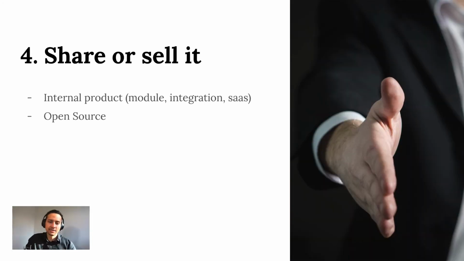As I said before, you have the option to share or sell it as an open source or enterprise product. So we have internal product as module, integrations, SaaS, and you have open source too to share it. You can create a small version and an enterprise version. You can also just share an open source version of it, or just enterprise too. So it's up to you, but create this action plan and the business plan of it.